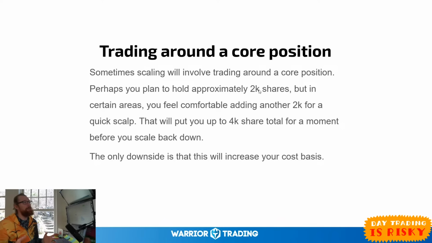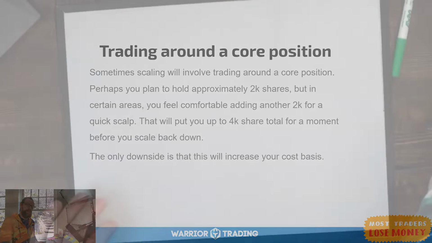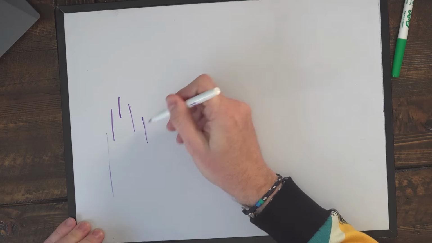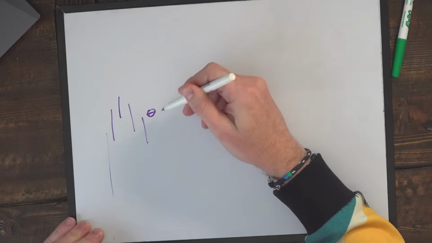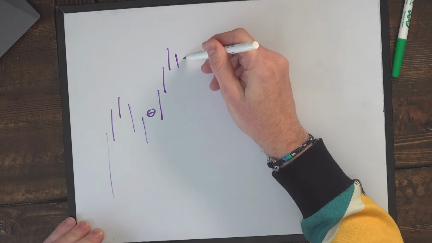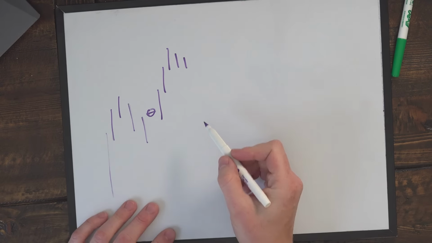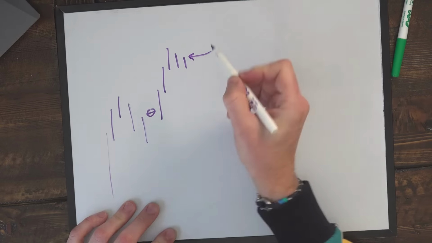Now, what some traders will do is trade around a core position. This is a little bit of a different technique for scaling. The idea here is that, let's say you buy 2,000 shares and you're holding it. While you're holding that 2,000 share position, we'll just go on the whiteboard here again. Let's say the stock squeezes up, it pulls back, and you buy 2,000 shares right here. Then it goes up and it pulls back again. Let's say you haven't sold it at all. And now you're like, well, shoot, this is another setup right here.